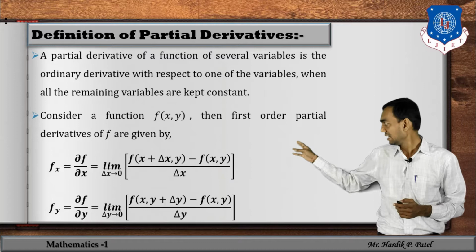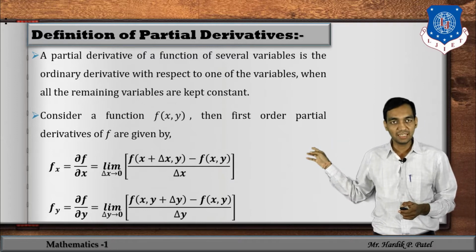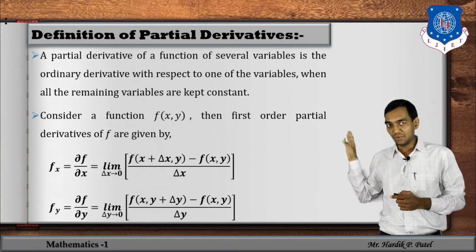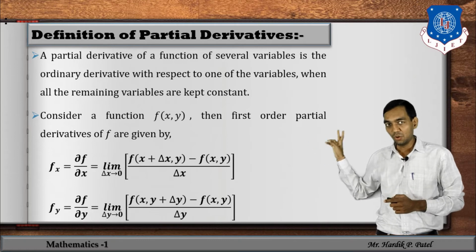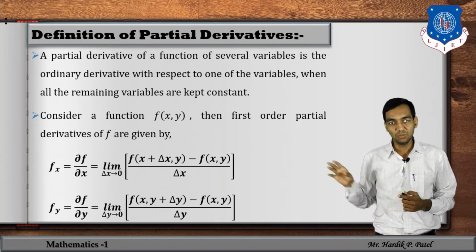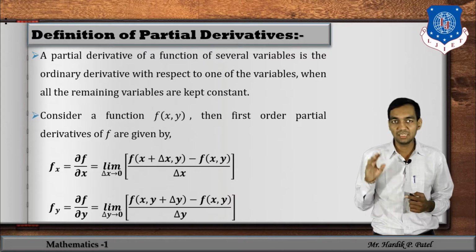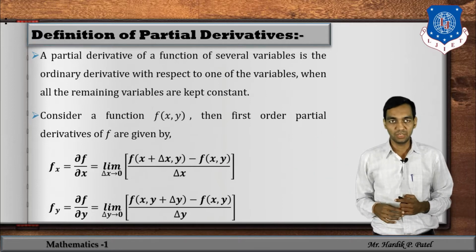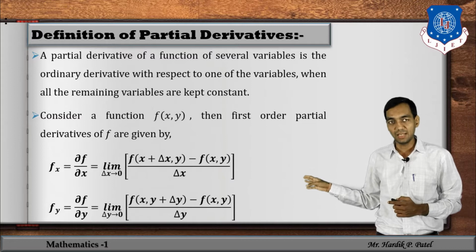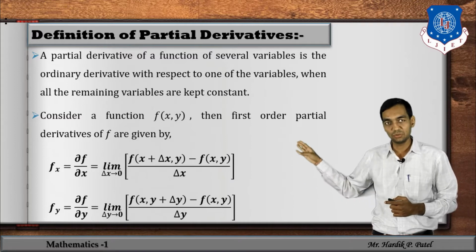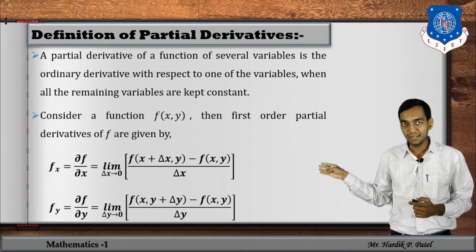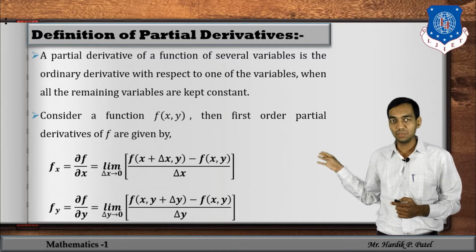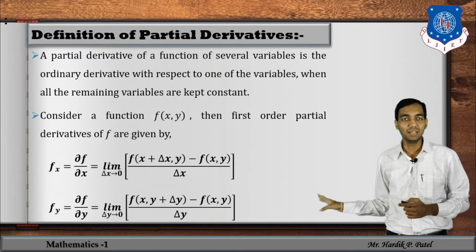So it is defined as limit delta x tends to 0, f of x plus delta x comma y minus f of x y divided by delta x. See, here you have kept y constant, there is no change in y, only the change in x is considered. That means x is changing, so it is a derivative with respect to x. So this is the partial derivative with respect to x. In the same manner, if you write fy, then it is a partial derivative with respect to y, also denoted by del f by del y, and the definition is limit delta y tends to 0, f of x comma y plus delta y minus f of x y divided by delta y.